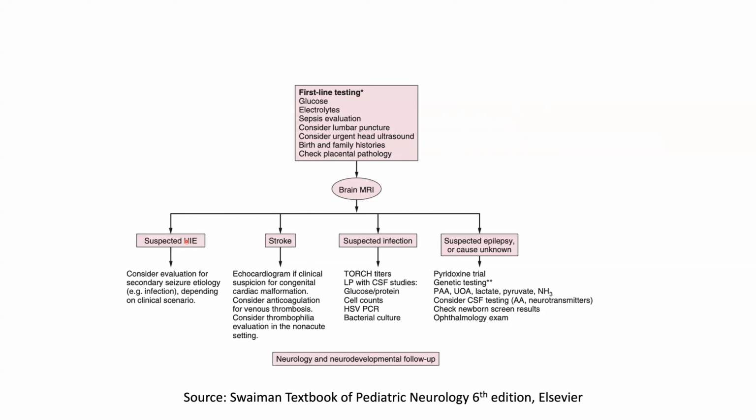If you suspect HIE and diagnose it on the EEG and on the MRI, then your job is done. If you suspect stroke, then you evaluate for the cause of stroke. That is, you do an echo if the clinical suspicion of congenital cardiac malformation is there, you do a coagulation profile and an anticoagulation panel for venous thrombosis or thrombophilia workup, right?